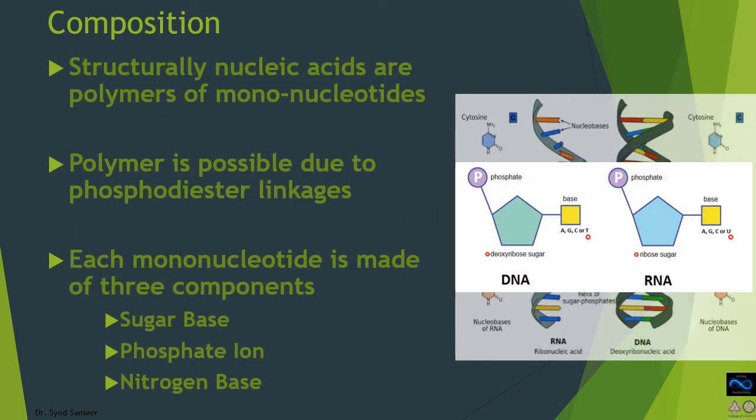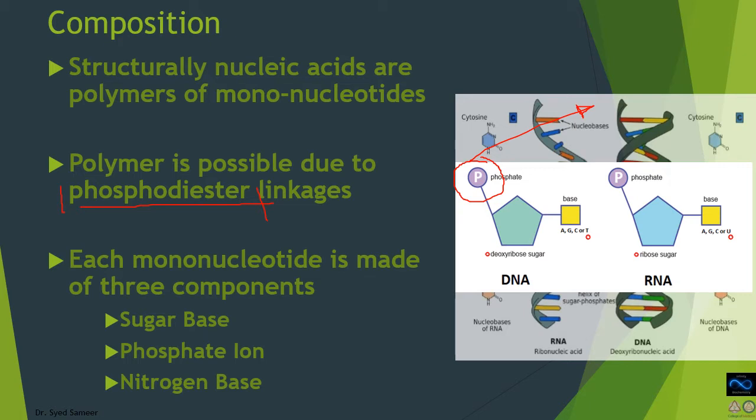As I already said, structurally nucleic acids are polymers of mononucleotides. This polymer is possible only when they are linked. The mononucleotides are linked with the help of bridges, which are phosphodiester bridges. The phosphate of one nucleotide joins with another nucleotide to result in the formation of this bridge.